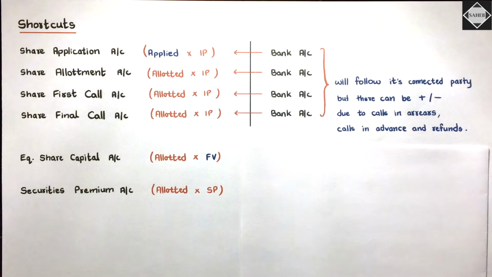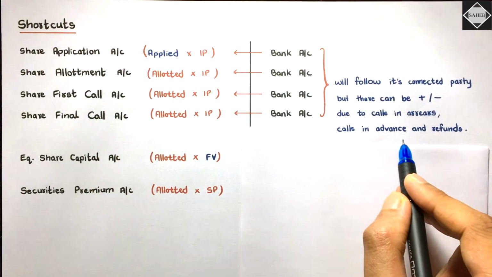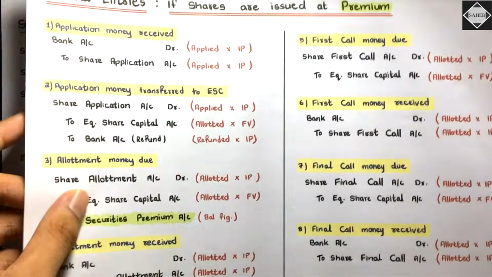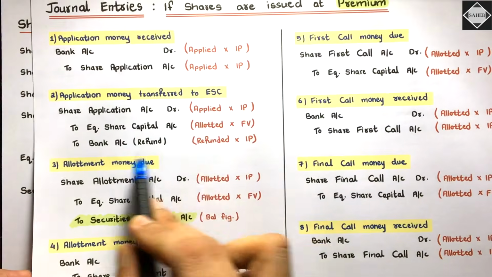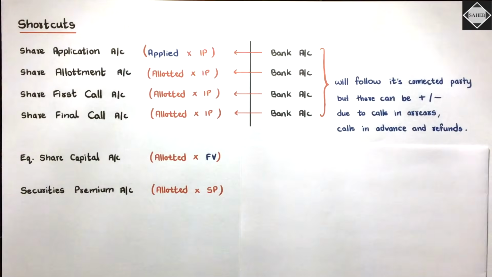Sometimes we will not get all the money from the shareholders. That's called calls in arrears. Some money will not be received; it will be in arrears, outstanding, from their part. And then sometimes extra money will be received, which is called calls in advance. Or sometimes there can be refunds also. We just saw the refund, no? We had refunded. So for the bank, what was the shortcut for refund? Refunded into IP. Sometimes the bank account goes differently, but understand, mostly the bank account will follow its connected party only.